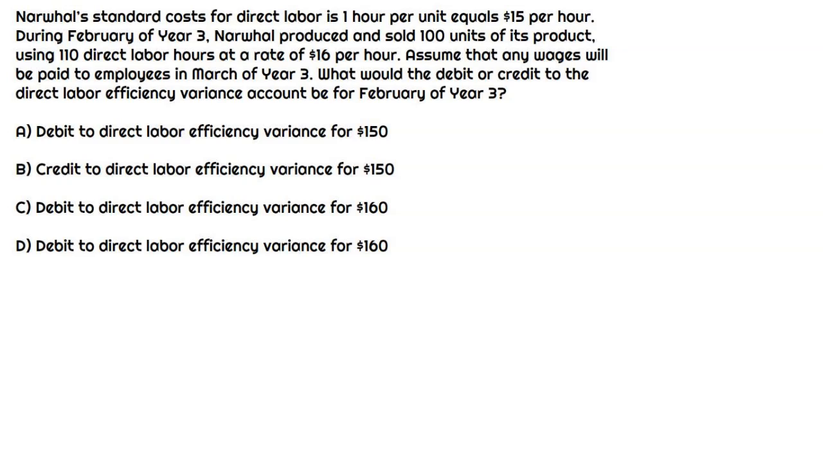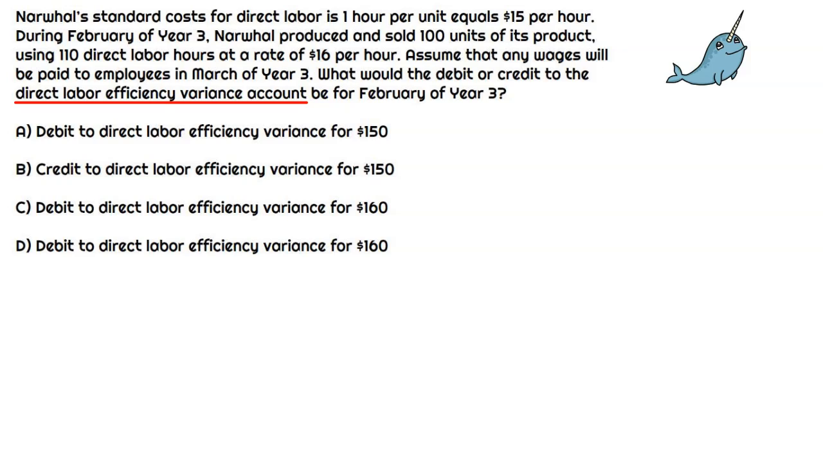So in this question, we have Narwhal Company, and we all know that beautiful little narwhal. I put one off to the right just to give you a little visual of what a narwhal is, and guess what? That's what this company is all about. Now, ultimately, we're going to be focused on what the debit or credit to the direct labor efficiency variance account would be for February of year 3.